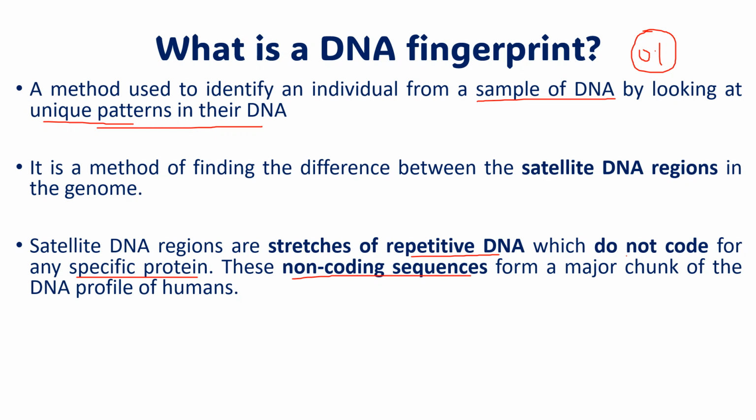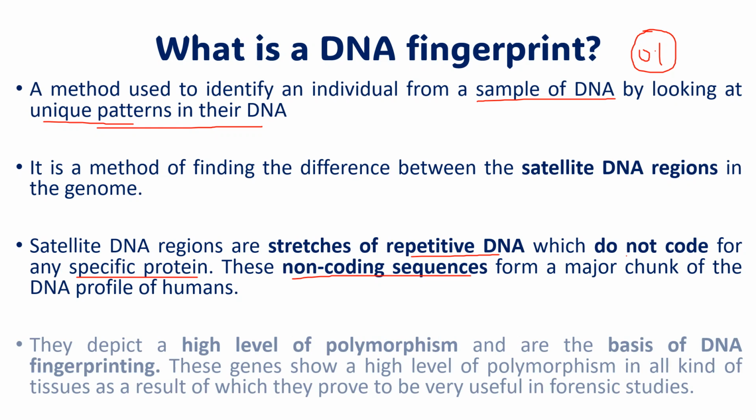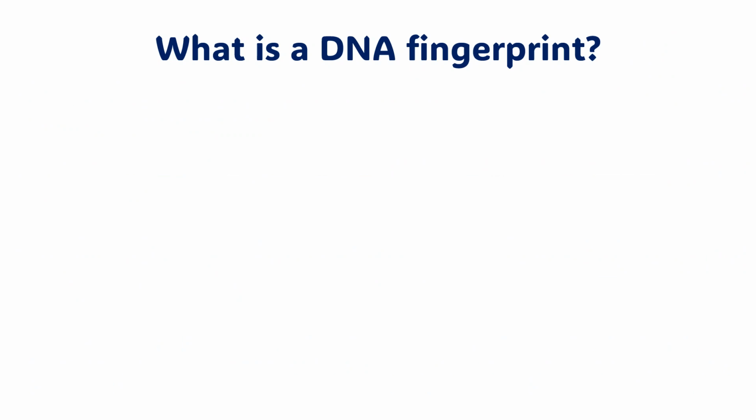These non-coding sequences form a major chunk of the DNA profile of a human being. This repeated sequence of satellite DNA is what decides the difference between two individuals. They depict a high level of polymorphism. Polymorphism means a sequence is repeated an n number of times, and this is the basis of DNA fingerprinting. These sequences show a high level of polymorphism in all kinds of tissue, as a result of which they prove to be very useful in forensic study.